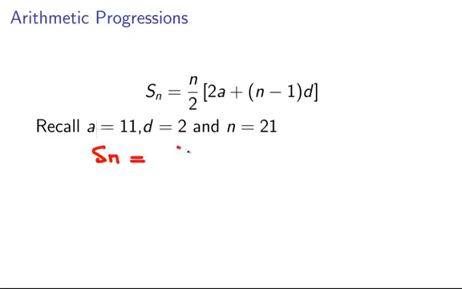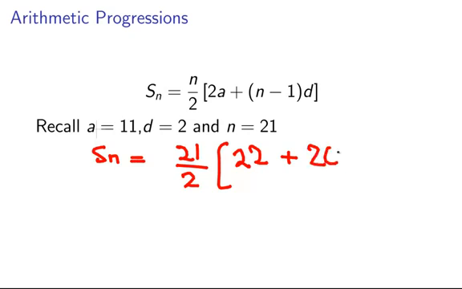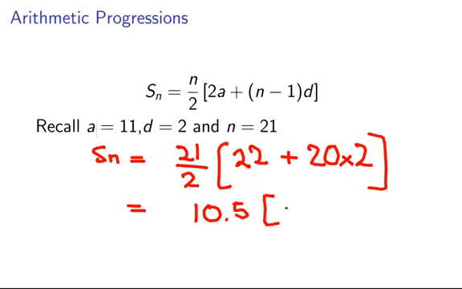That's 21 over 2, which works out to be 10.5, but don't worry about that. 2 times a is 22. n minus 1 is 20, times d, which is 2, so that's 40. So we have 10.5 times 22 plus 40, and that works out to be 10.5 times 62.